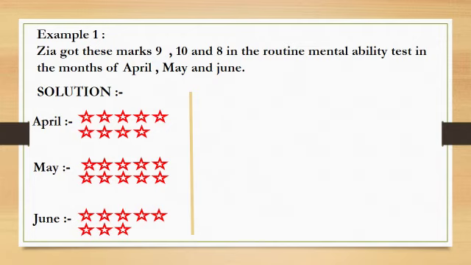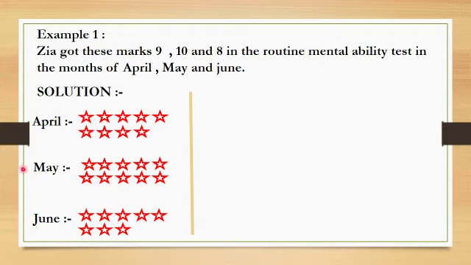Now let us learn what is average with the help of this example. Zia got these marks 9, 10 and 8 in the routine mental ability test in the months of April, May and June. It was time for PA1. Zia asked the teacher, "Ma'am, I got 8 marks in the month of June. Will you enter this mark in the report card?"